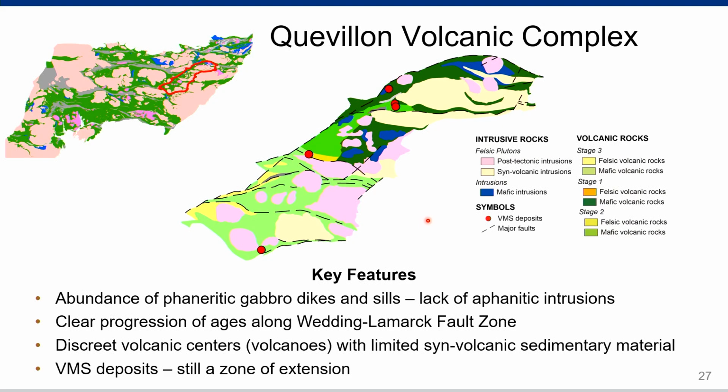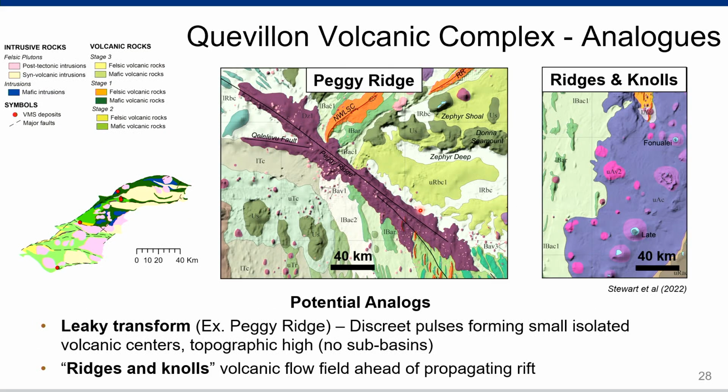That's pretty common throughout the Abitibi, but it's hard to explain a kind of basin or some sort of rift setting if you don't have any sediments filling it in. But we still have VMS. We're still in extension.